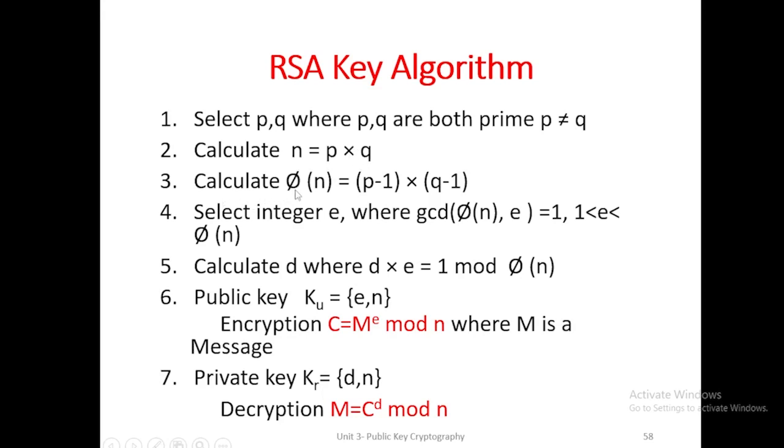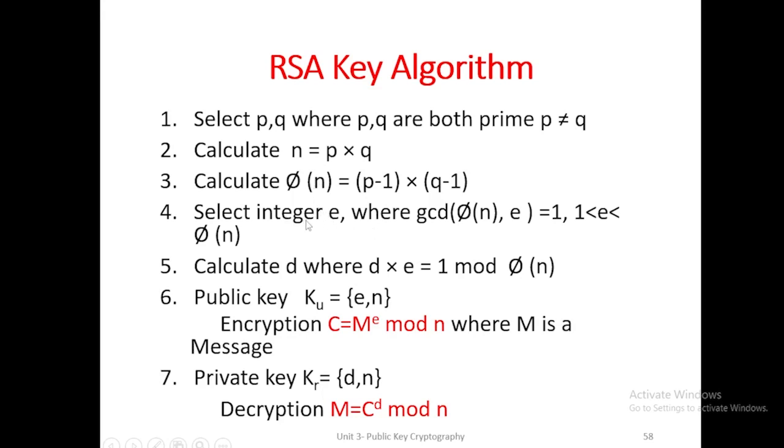And we should calculate Euler's phi function, that means phi of n. So phi of n is equal to (P minus 1) into (Q minus 1), because n is the product of P and Q. By applying the rule of Euler's totient function, phi of P is P minus 1, phi of Q is Q minus 1. So by multiplying P minus 1 into Q minus 1, we can calculate phi of n.